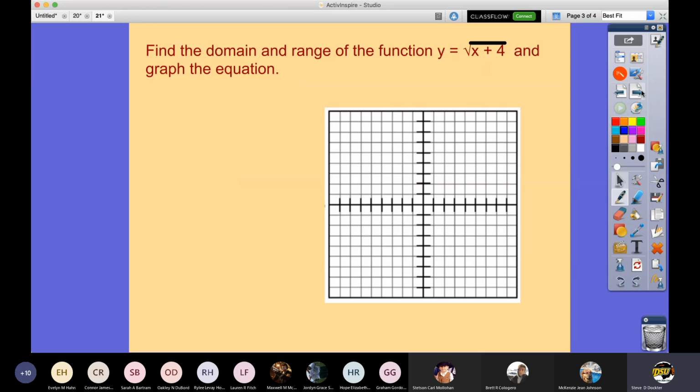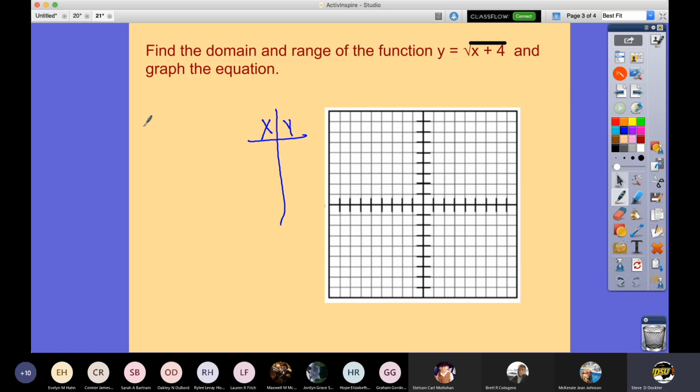Next one. Find the domain and range of the function y equals square root of x plus 4. And this time we have to graph it. Now, for domain and range, as we did on the last page, you can figure those out without a graph. But more often than not, it is a lot easier to figure it out when you're looking at the graph. So we're actually going to graph this thing out first. This one we would use an XY chart.